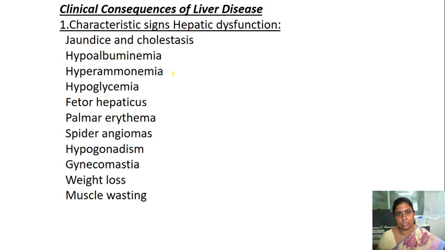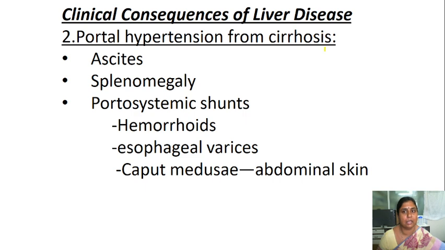When you look at cirrhosis and liver dysfunction, this liver dysfunction can be with cirrhosis and without cirrhosis. When do you decide that the patient is having cirrhosis? When you are having portal hypertension. So, how do you say that the patient is having portal hypertension? When you are having ascites, splenomegaly, and when the patient is complaining of hemorrhoids and also esophageal varices, caput medusae. When you examine the patient, you will know it.